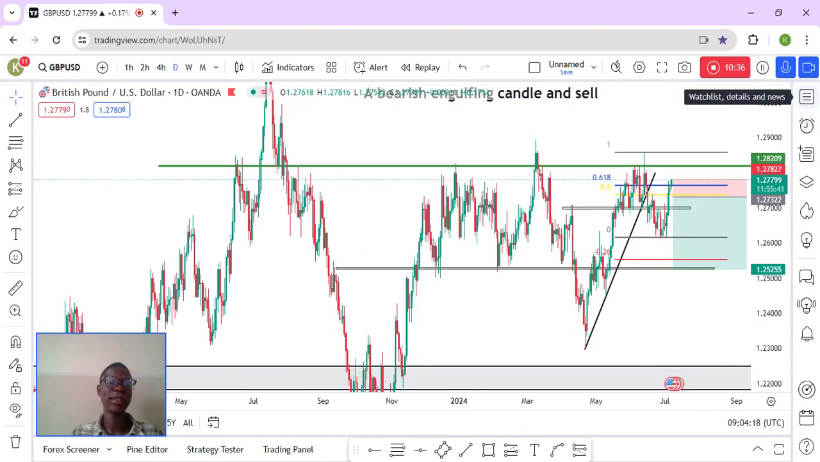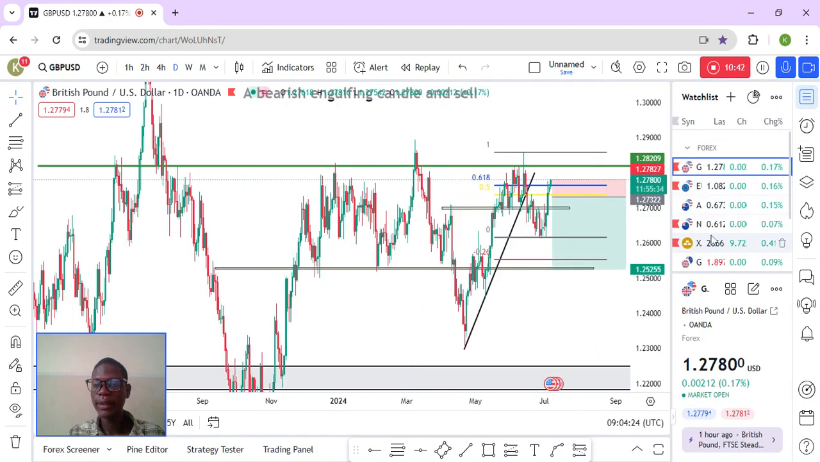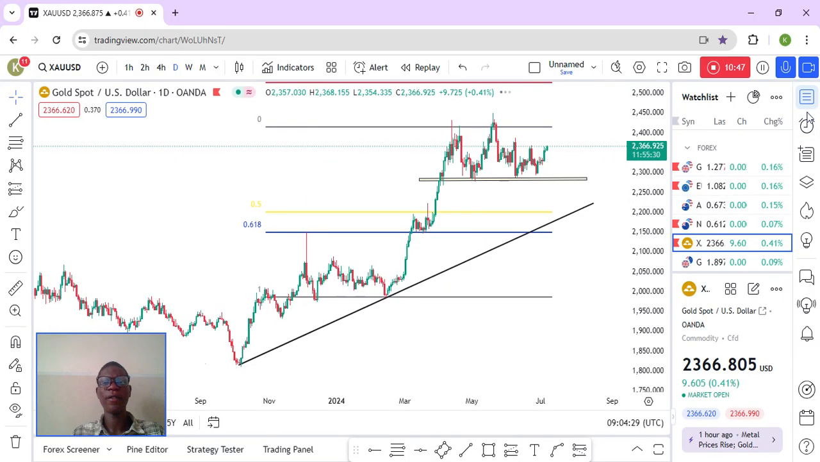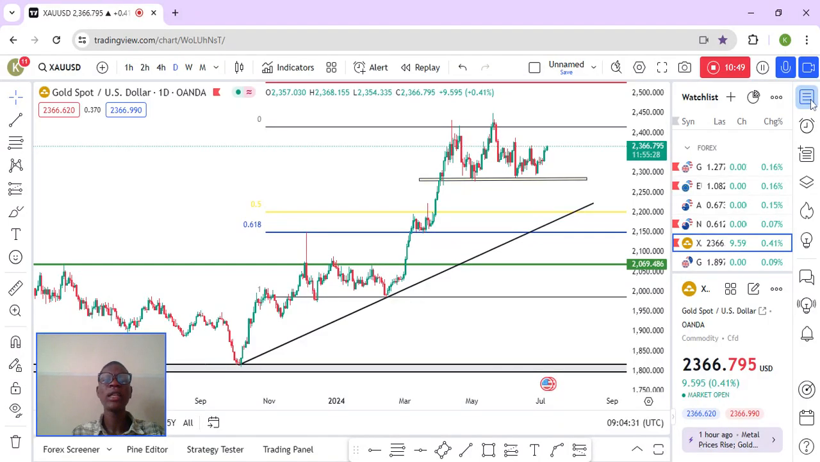There is not really much. It correlates with the Euro USD. So our next pair we will be analyzing is gold. Actually, I don't think I've analyzed gold on here before. So what's happening on gold?